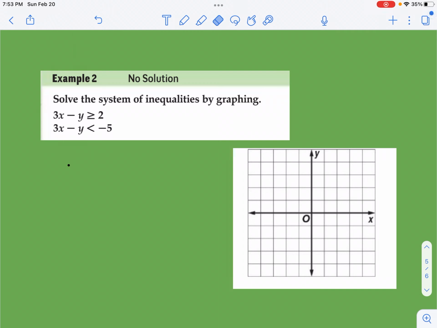So if you do get to a point where you can look at this and you don't have to graph it to get your answer, that's fine. But I mean, most of the time they'll make you graph it anyway. So let's get graphing. So let's graph this one.